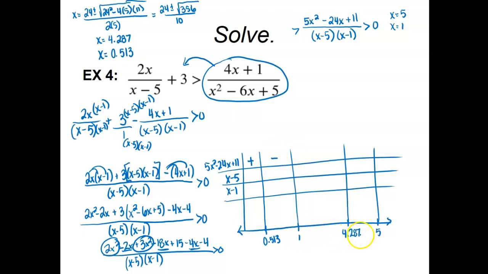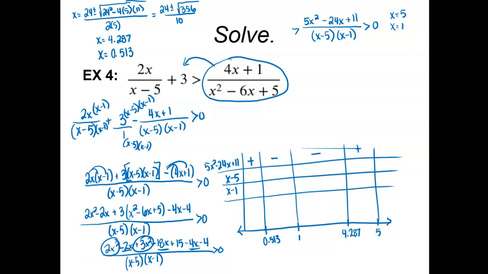Between 1 and 4.287, I could use a number like 2 or 3. I'm going to use 2. So 5 times 2 squared minus 24 times 2 plus 11 is going to give me negative 17, so that's going to give me a negative here. And then a number between 4.287 and 5, that could be like 4.5 here. So 5 times 4.5 squared minus 24 times 4.5 plus 11 is going to give me 4.25. That's a positive. And then anything above 5, I think is also going to give me a positive.